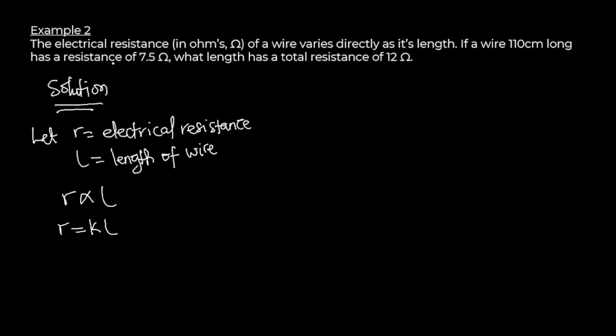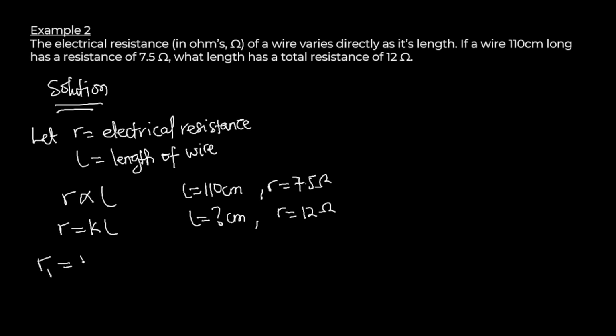Now, we know that if the wire has the length of 110 centimeters, the resistance R is 7.5 ohms. Now, what length? So it means we don't know the new length in centimeters, which is having the resistance of 12 ohms. So to find it, let's make this equation become R1 is equal to K1 L1 as equation 1. And then we have R2 to be equal to K2 L2 as our equation 2.